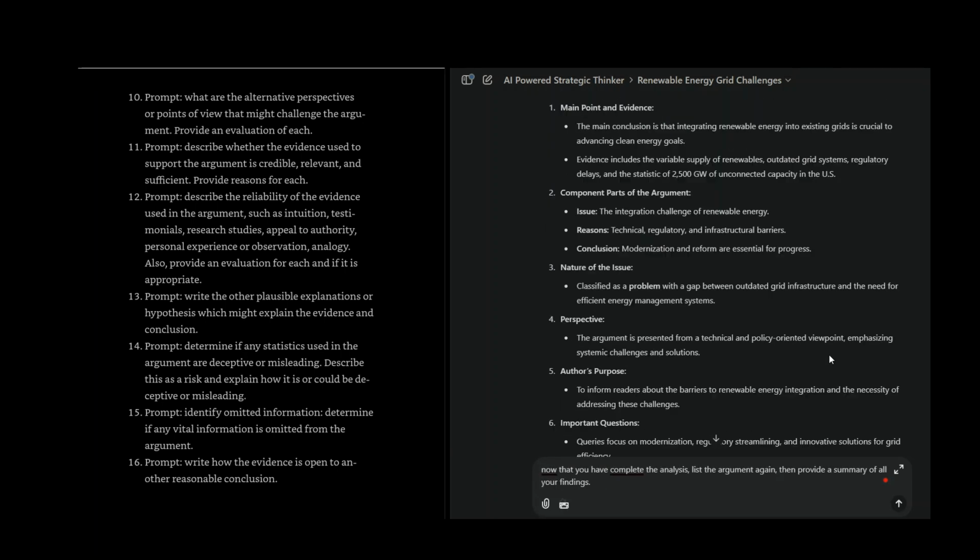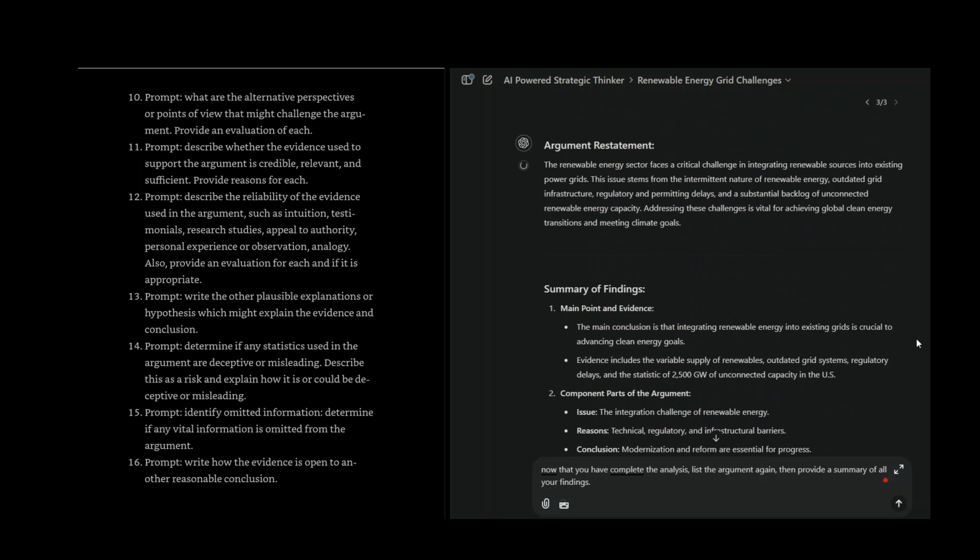Argument restatement. The renewable energy sector faces a critical challenge in integrating renewable sources into existing power grids. This issue stems from the intermittent nature of renewable energy, outdated grid infrastructure, regulatory and permitting delays, and a substantial backlog of unconnected renewable energy capacity. Addressing these challenges is vital for achieving global clean energy transitions and meeting climate goals.